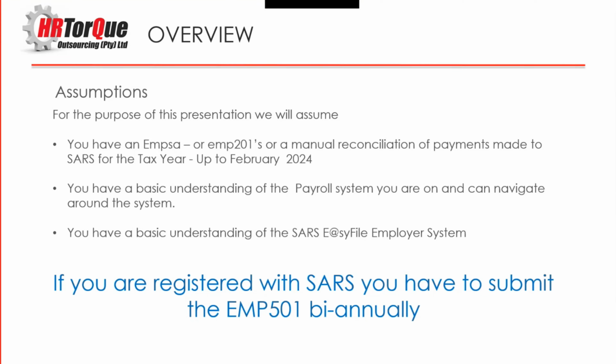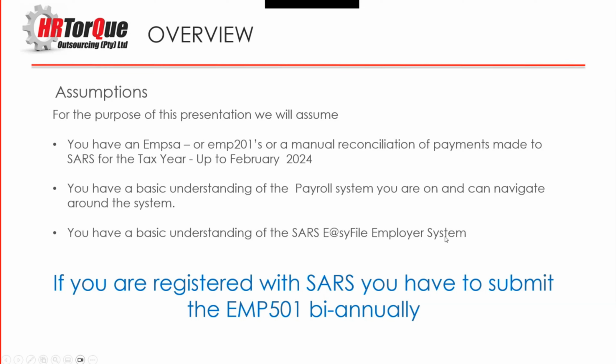and that you know how to pull reports. We also have the assumption that you have a basic understanding of the SARS Easyfile employer system, and that you have your logins and the other bits and pieces that you may need for e-filing, which you're going to need when we do the submission itself from Easyfile. So you're going to need your login, and that login is going to have the correct profile, the EMP501 submission profile.